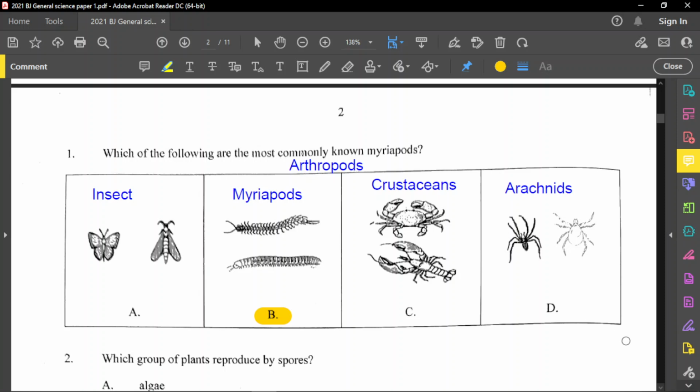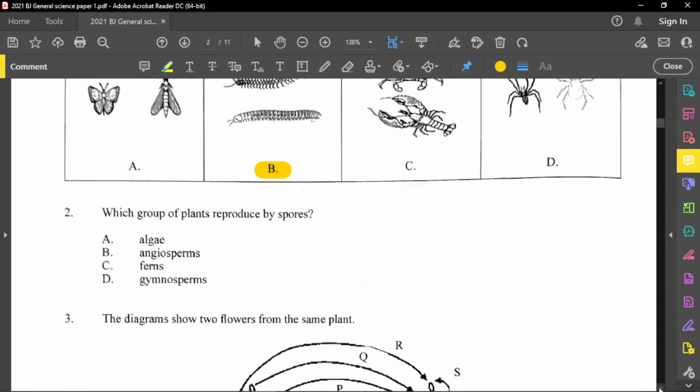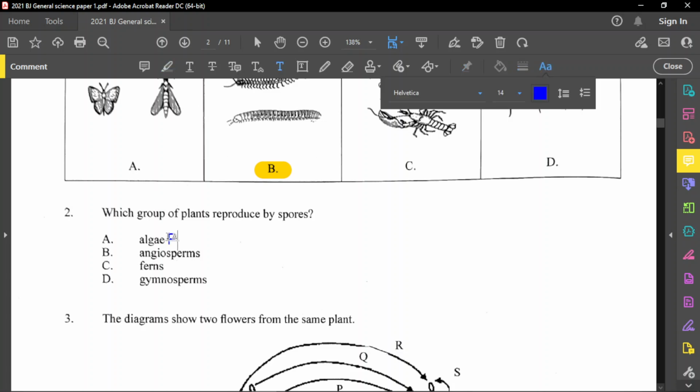For question number 2: which group of plants reproduce by spores? Let me just quickly point out something here, because algae are not plants, but they are plant-like, which means they behave just like plants. They photosynthesize just like plants, and they also take in carbon dioxide just like plants. However, they're not plants, they actually are called protists. So here we're looking for a group that is a plant. Those are protists.